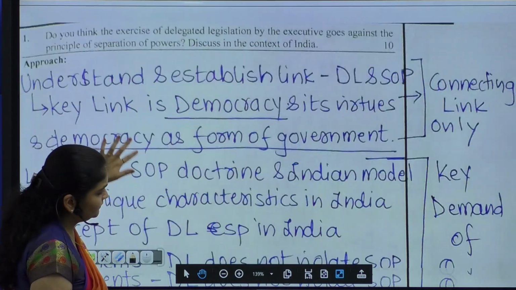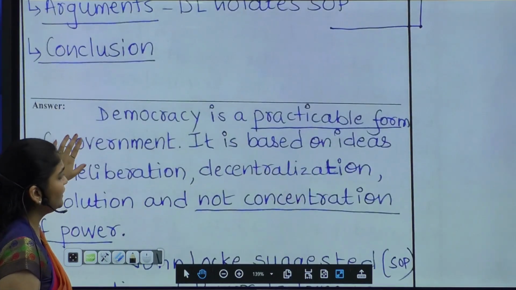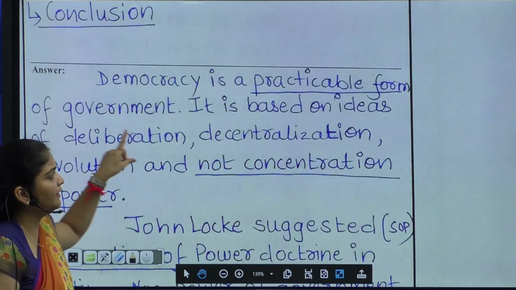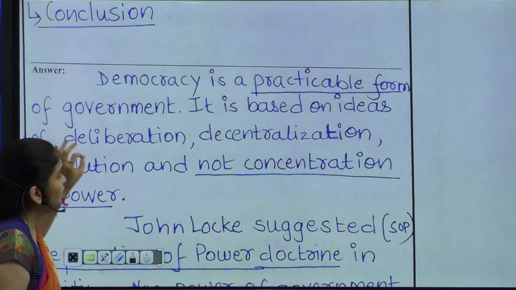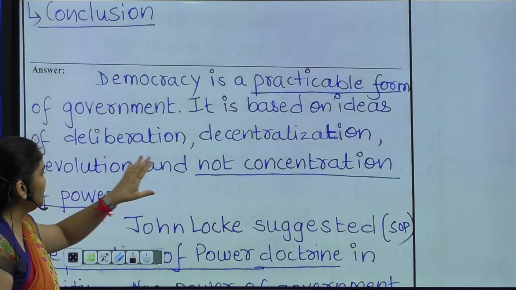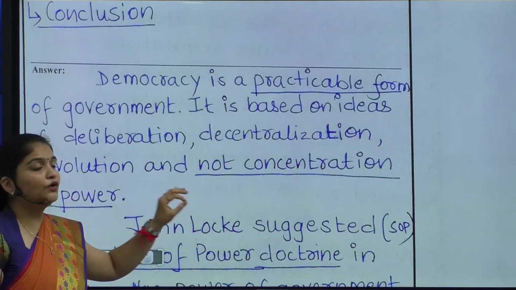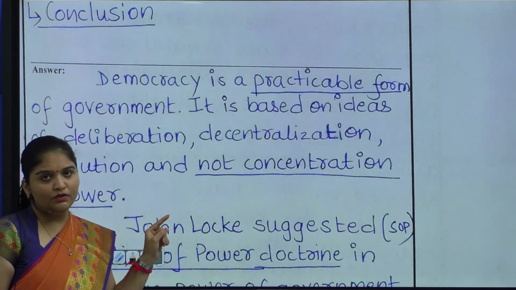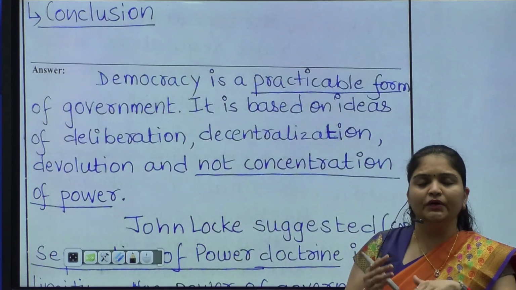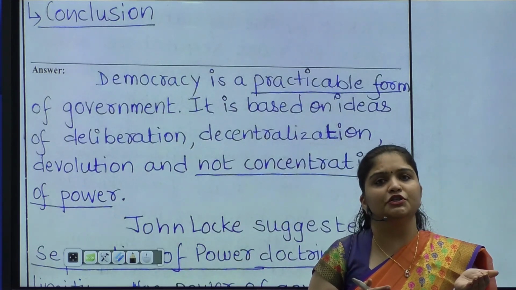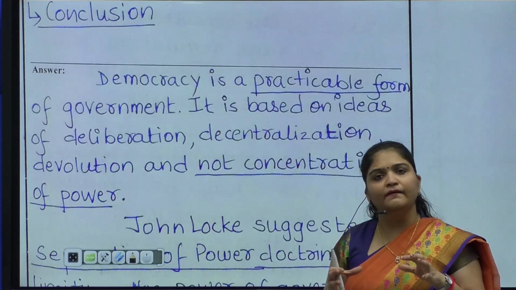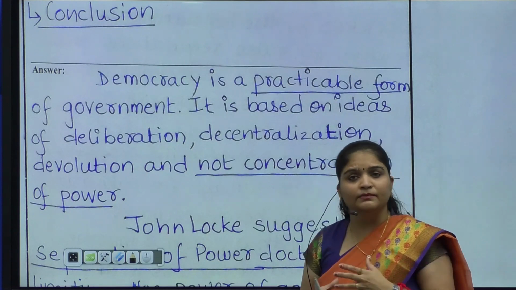So I have started the question with what is democracy? And democracy is a practicable form of government. It is based on ideas of deliberation, decentralization, devolution, and not concentration of power. Okay, separation of power is to bring out and root out the idea of concentration of power, okay? So that there is no concentration of power in any organ of the government of the day.